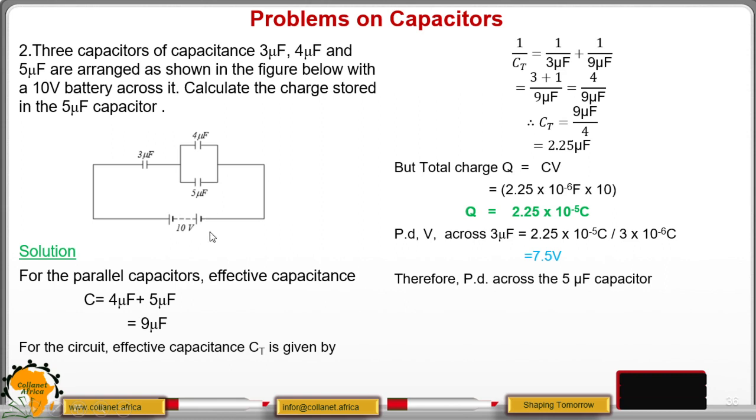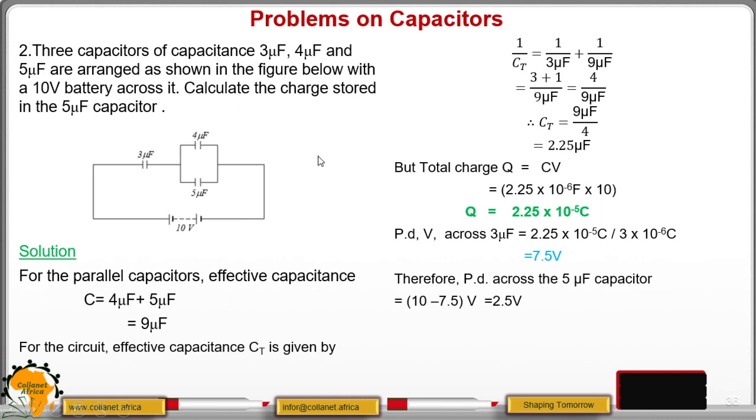And that will give you 7.5 volts. But the total voltage is 10 volts. So it implies that the voltage across this one, and it is the same as this one, will be 10 minus 7.5. You get that it is 2.5 volts. So the voltage across here is 2.5. The capacitance is 5 microfarads.